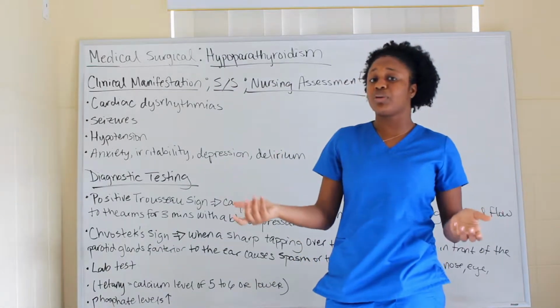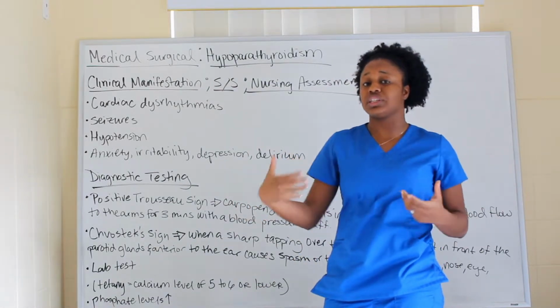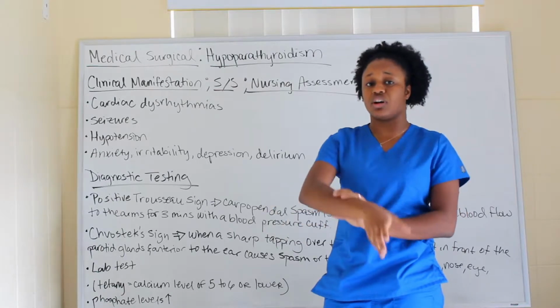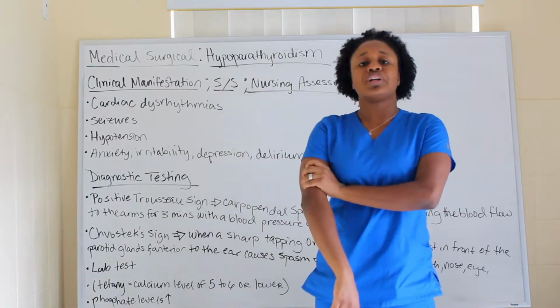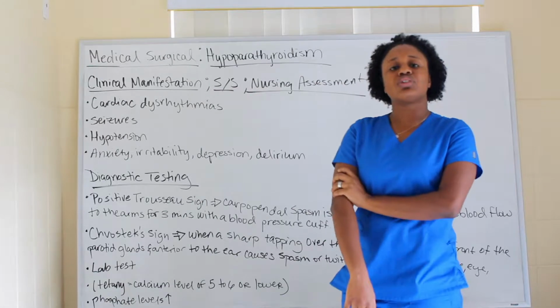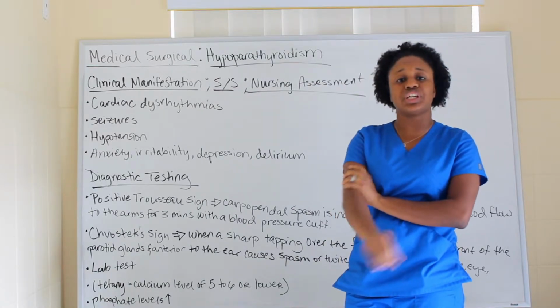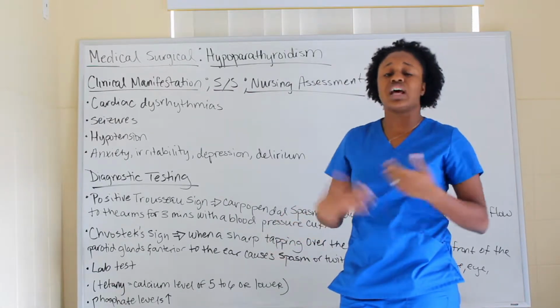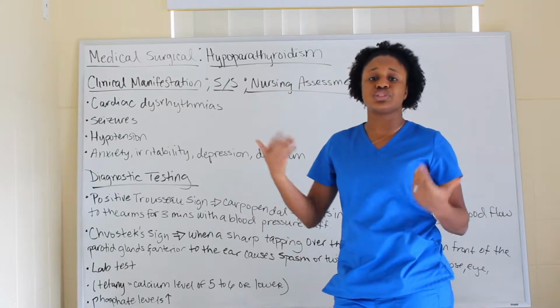Sometimes you don't even need the blood pressure cuff, and you'll see that they're already spazzing with their arms. But you'll put it on for 3 minutes or so, and once you see that twitching or spazzing of the arm, that lets you know that the patient has a positive Trousseau sign.